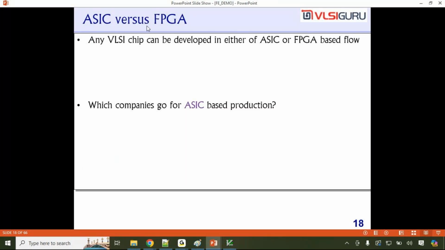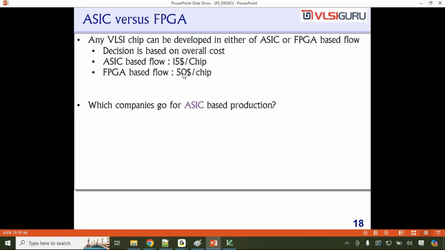ASIC versus FPGA. Any VLSI chip can be developed in either an ASIC or FPGA based flow. The decision is based on the overall cost. So I will decide in which case I can do it at a lower cost. Let's say the ASIC flow costs $15 per chip, and the FPGA flow costs $50 per chip. So companies which manufacture for bulk usage will go with ASIC.